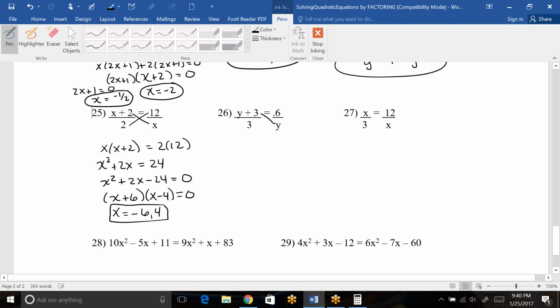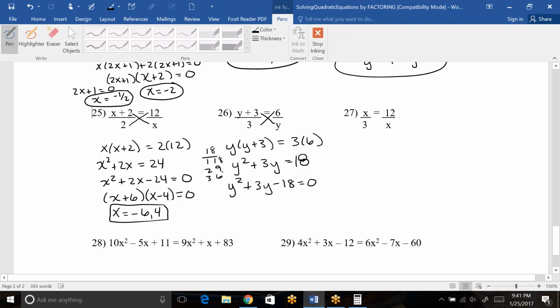For this one, again, it's a fraction equal to a fraction, so I'm going to cross multiply. Equals 3 times 6. So that's y squared plus 3y equals 18. Subtract the 18 over. That would be factors of 18 are 1 and 18, 2 and 9, and 3 and 6. So 3 and 6 are the ones that are 3 apart, which we do need, but since it's a -18, they have to be different signs.